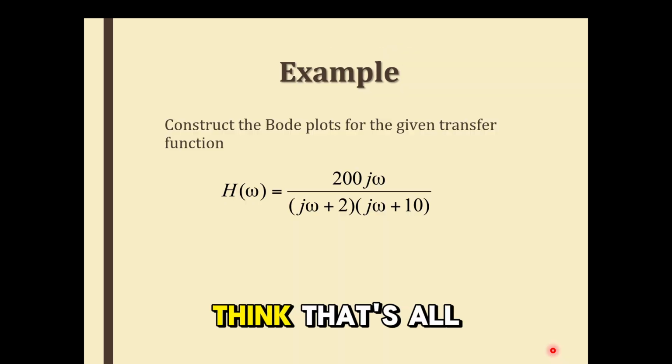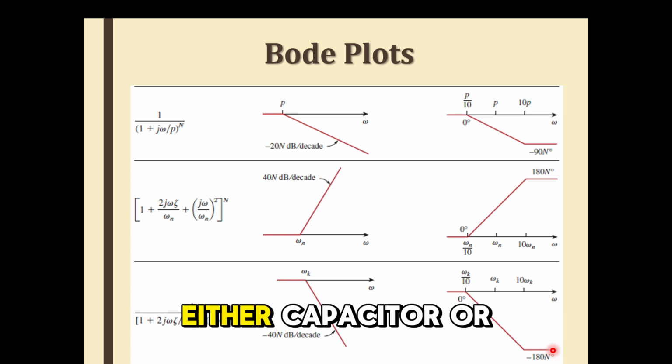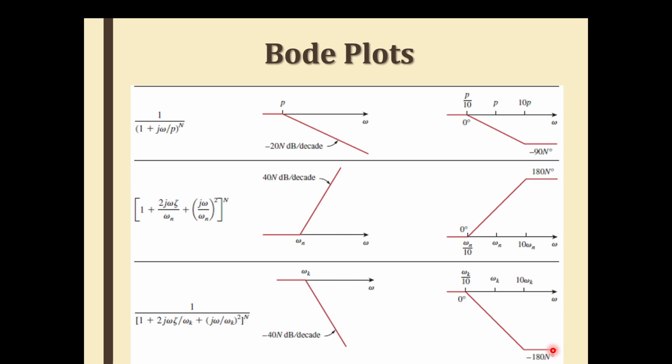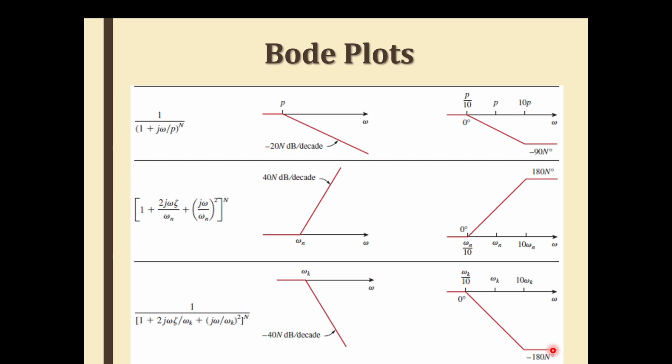Okay, so I think that's all for now, for you to grab the whole idea of what the frequency domain is, how to convert components, either capacitor or inductor, from time domain to frequency domain, and how to get the transfer function from simple circuit analysis. After getting the transfer function, check with the standard form and predict how the Bode plot will be drawn. So now we have gone up to the level of predicting how it will be drawn. In the next session, we will practice how to do it on the semi-log graph. So that's all. Thank you.